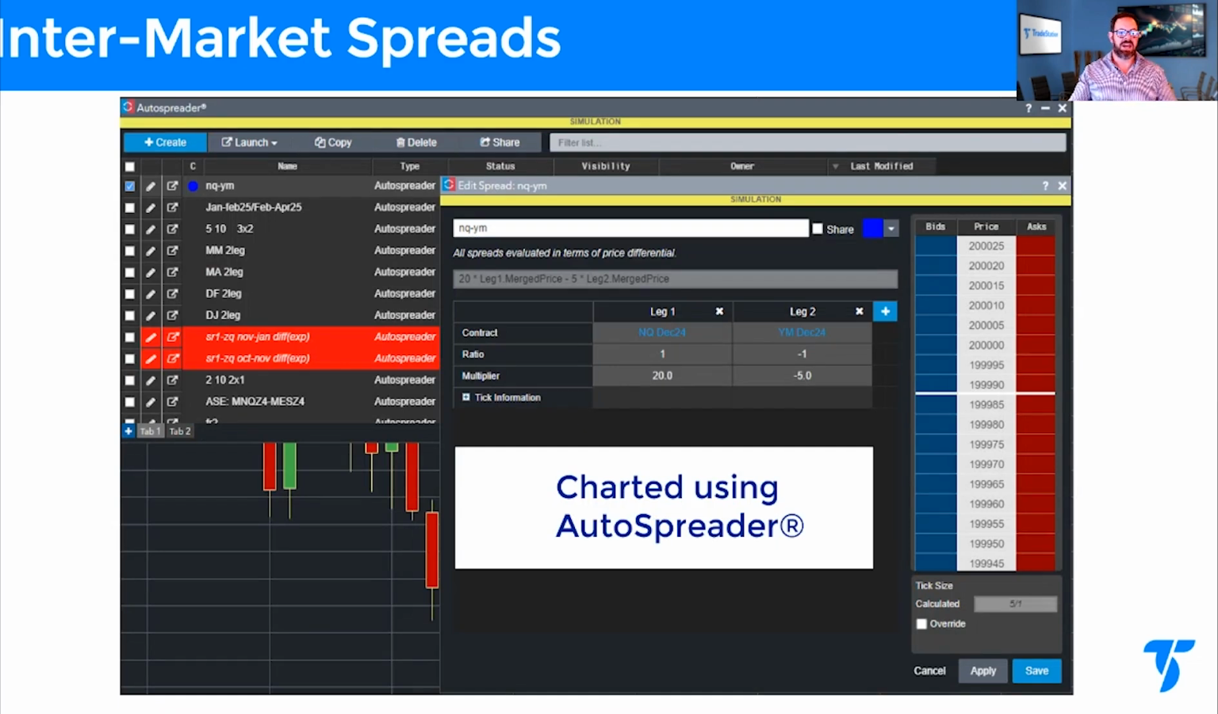So again, we can actually see this using a platform. Tradestation Futures Plus has what's called Auto Spreader, and you can create that chart using the Auto Spreader. What you would do is bring up the Auto Spreader widget and then create a spread. Hitting the create button, it would bring up this edit spread. Under leg 1, you would choose NASDAQ December 24, and then on the second contract, YM December 24, whatever ratio you wish to trade them in, long on one, short on the other, and the multiplier is the point value.